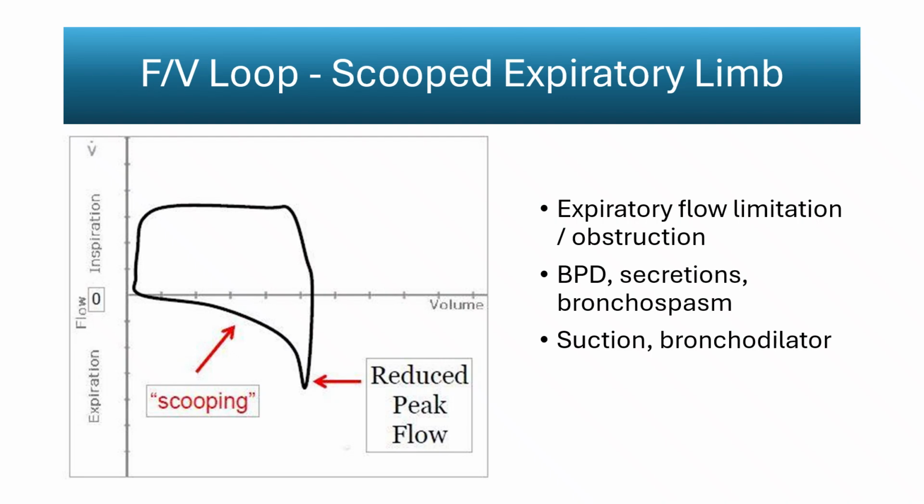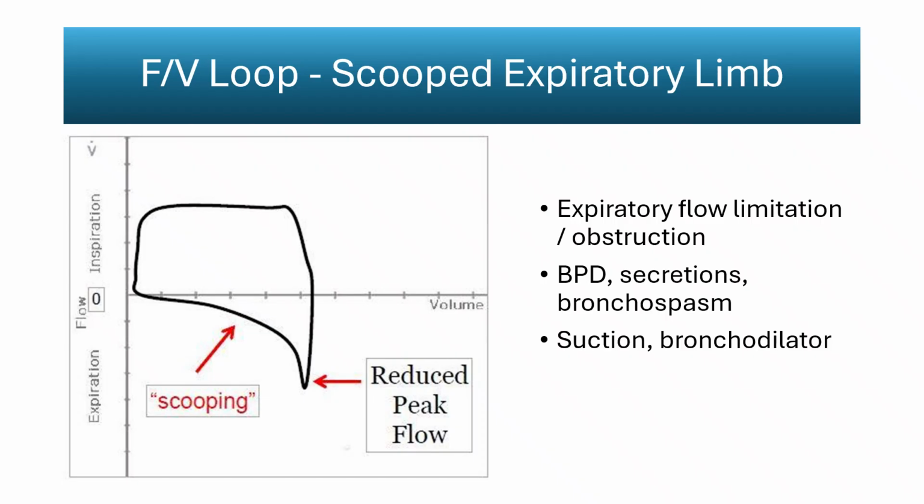The reduced peak expiratory flow on the loop further reflects the effect of obstruction. When resistance is high, the ventilator cannot achieve the expected expiratory flow, and both the maximum flow and the overall contour are blunted. The loop shows this as a lower and more concave expiratory limb.